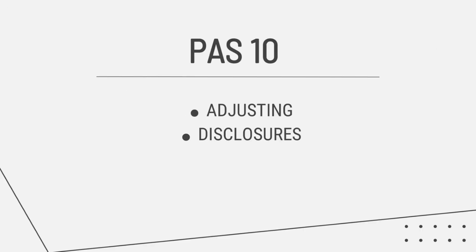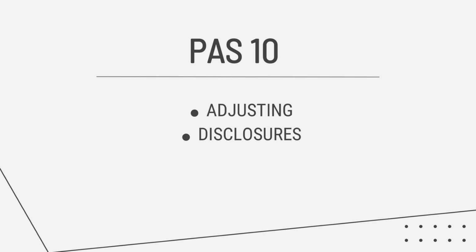Philippine Accounting Standards 10 prescribes the accounting for and disclosures of events after the reporting period, including disclosures regarding the date when the financial statements were authorized for issue. The PAS 10 has two main objectives. First is to prescribe when an entity should adjust its financial statements because of the effects of events that happened after the reporting period. Second is what disclosures an entity should give in relation to these events.